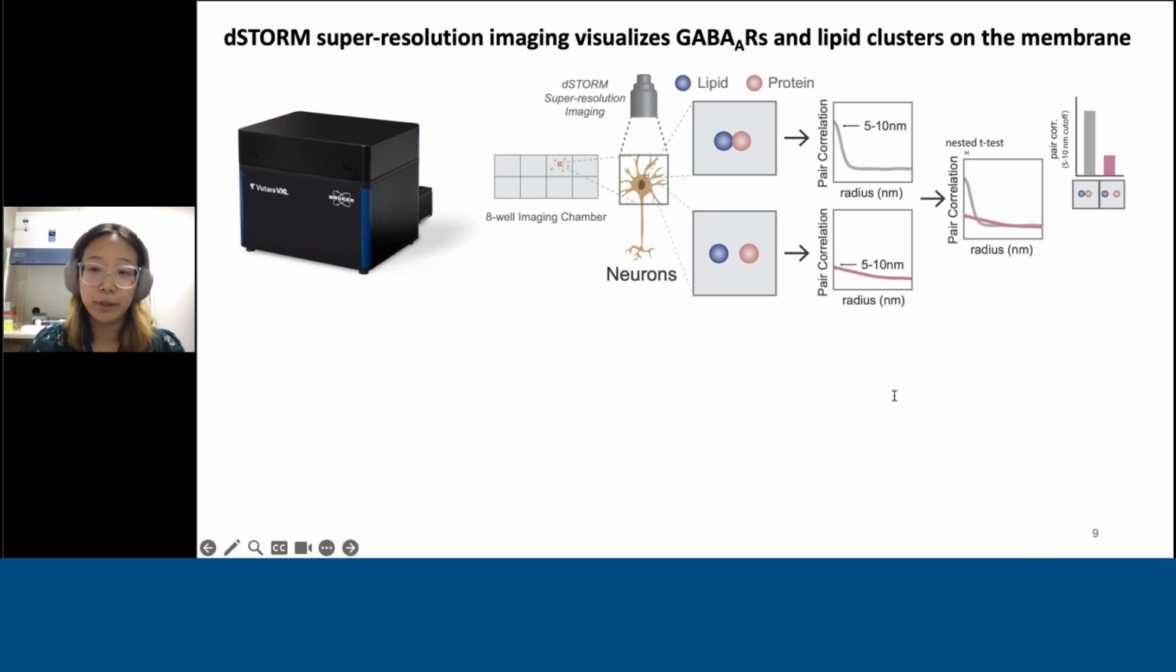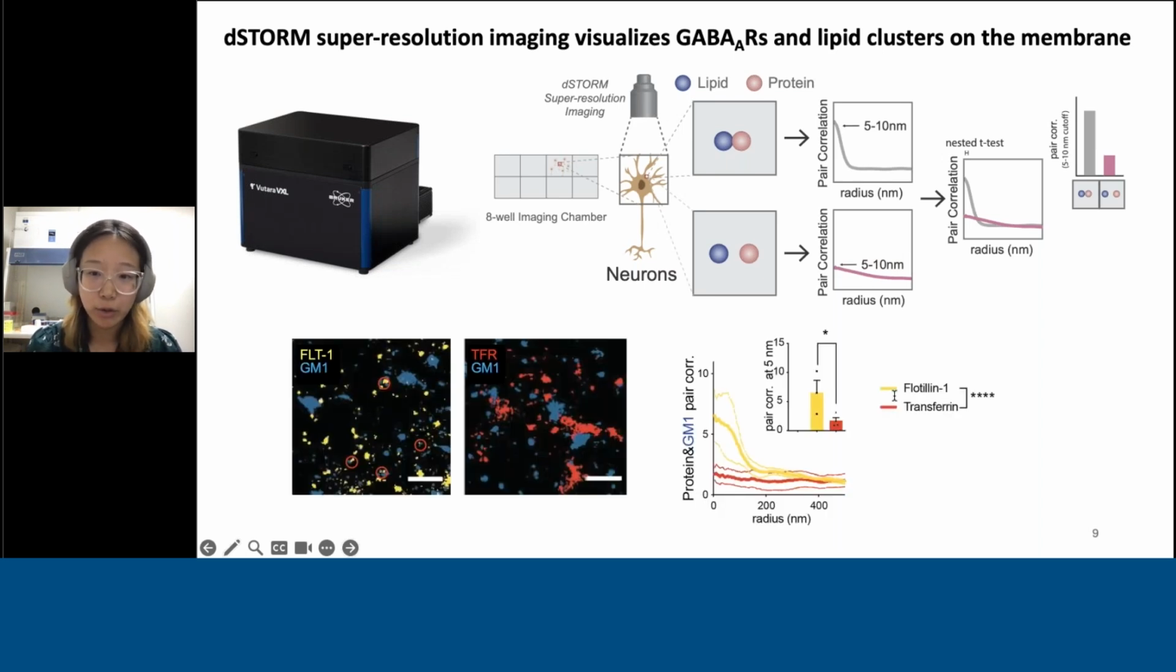So for labeling lipid rafts, I used cholera toxin B, which binds to the GM1 lipids, a well-established hallmark for lipid rafts. And to ensure that GM1 accurately labels the lipid rafts, we first validated the labeling with the help of a previous postdoc. So flotillin is a known raft marker, which was used here as a positive control, and the transferrin receptor, which is excluded from rafts due to its chemical property, served as a non-raft control.